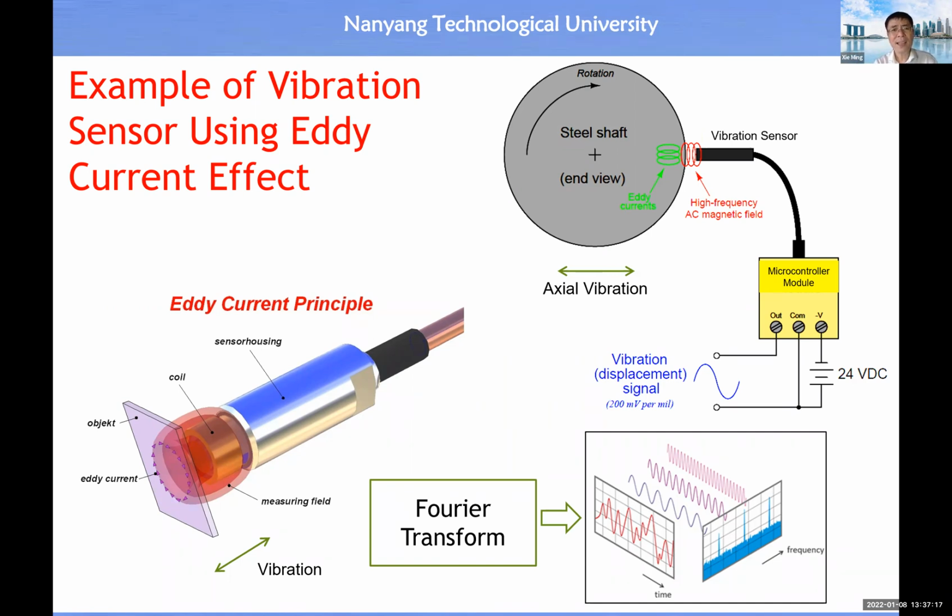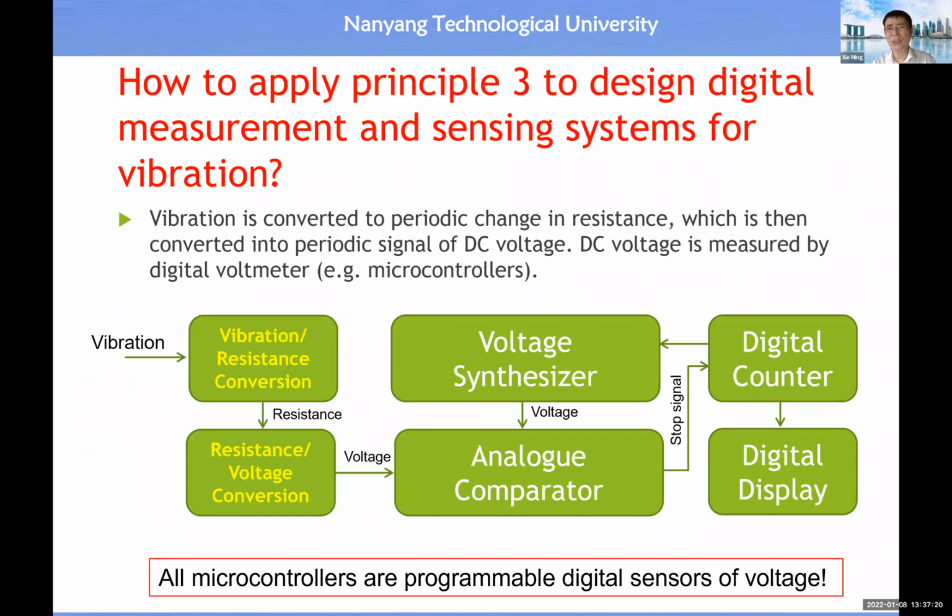All right. Then how to apply principle 3 in order to design the measurement and sensor system for vibration. This one is to place the strain gauge on the cantilever beam and place a seismic mass at one end of the cantilever beam, and fix the other end of the cantilever beam. Then let the seismic mass be attached to the vibrating body. So when the body vibrates, the resistance value of the strain gauge will change in a periodic way.